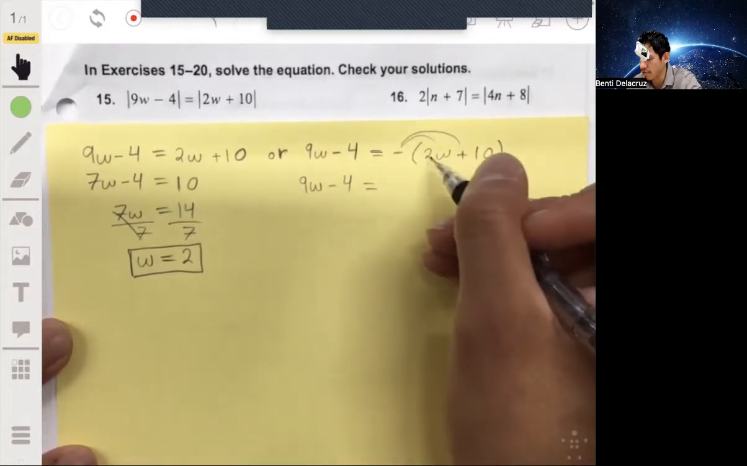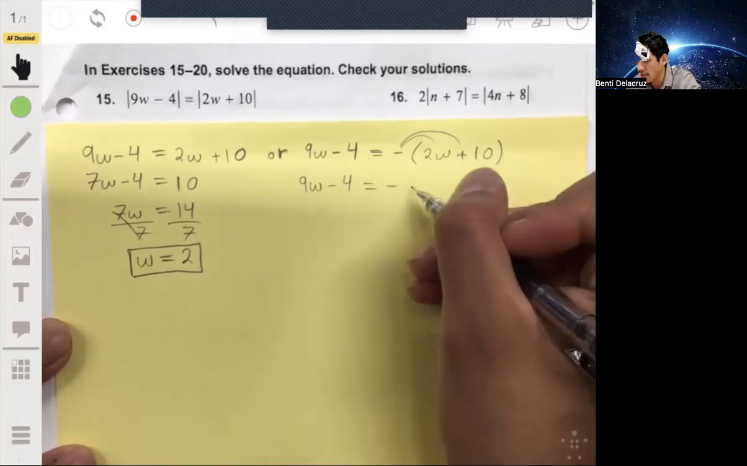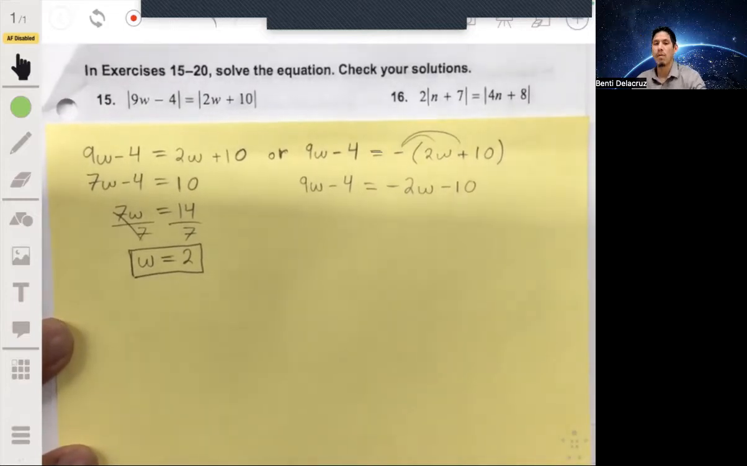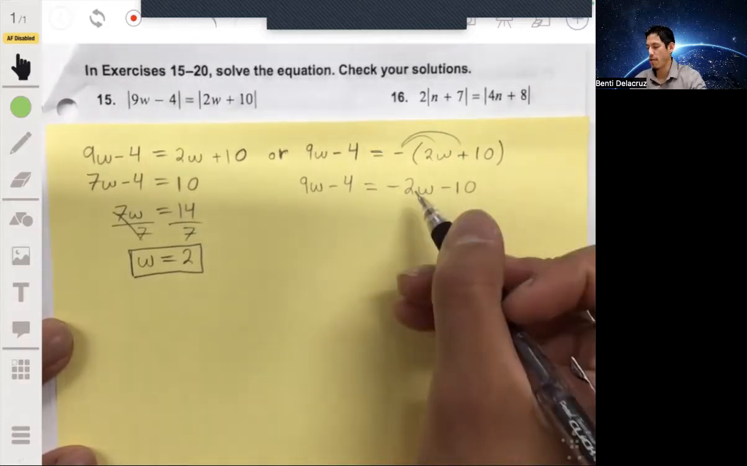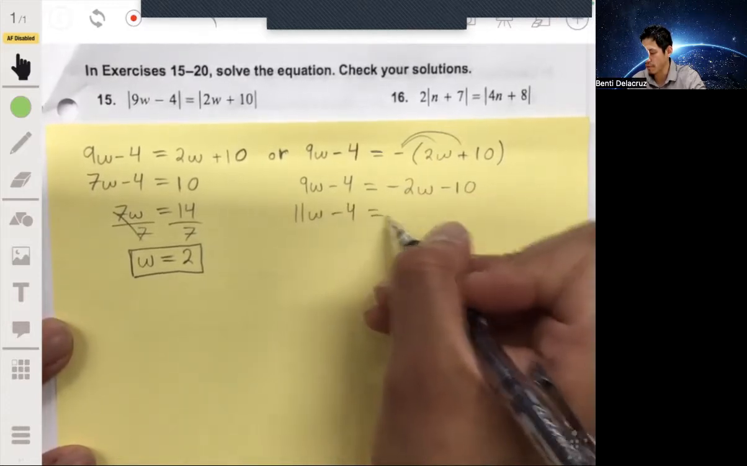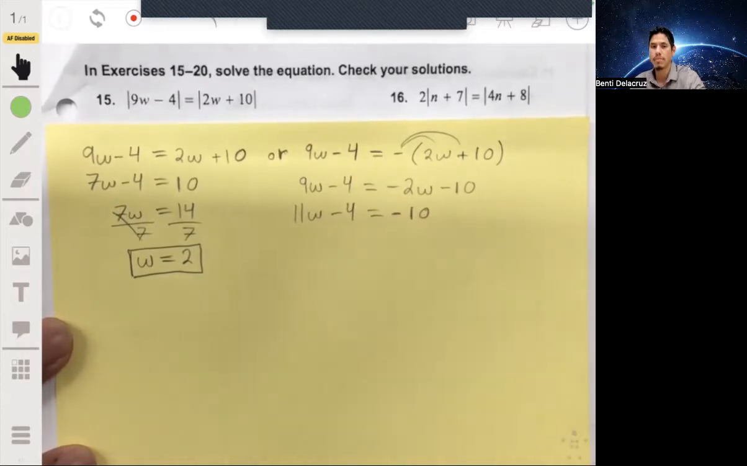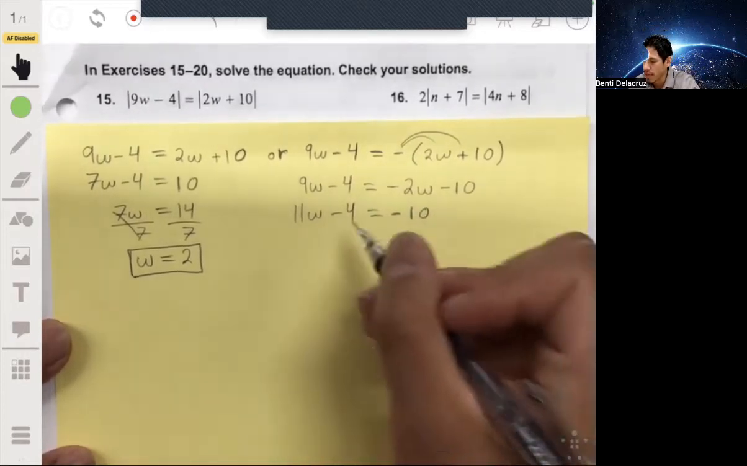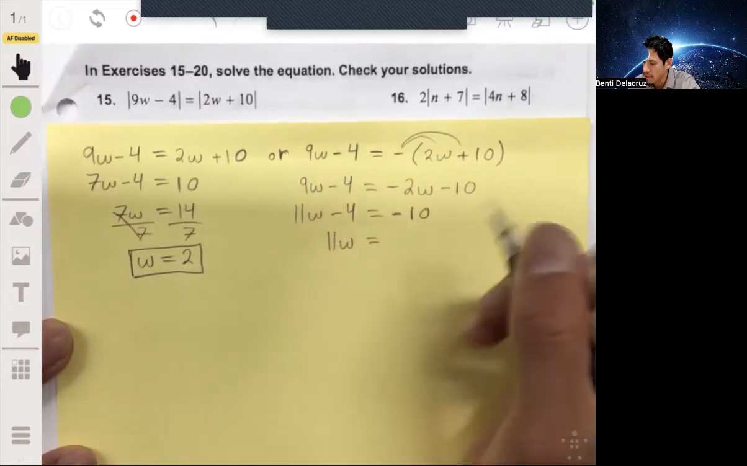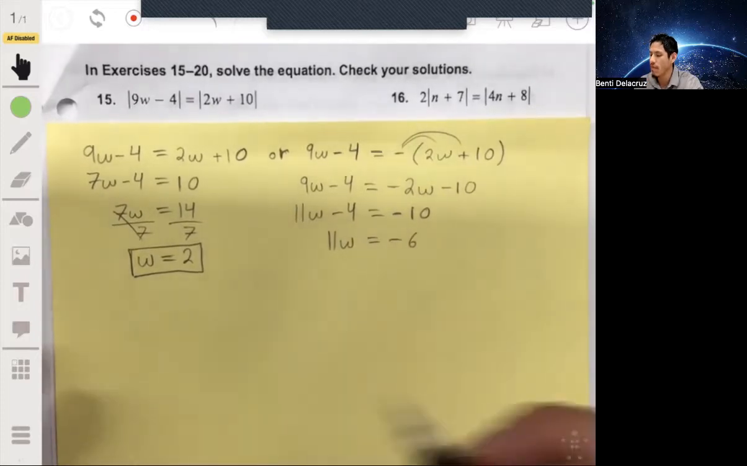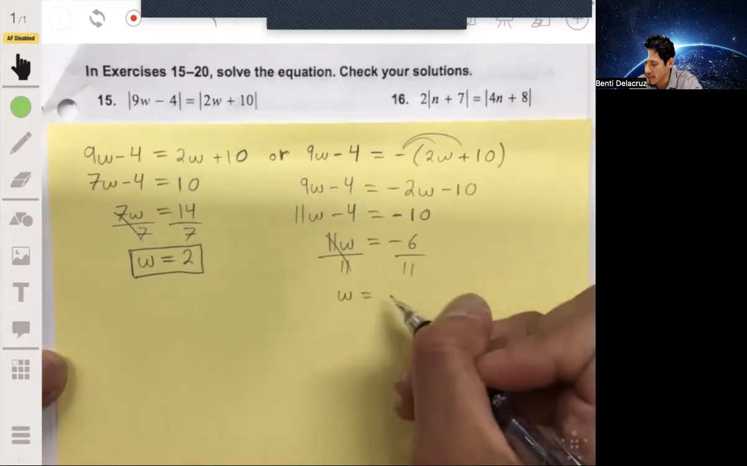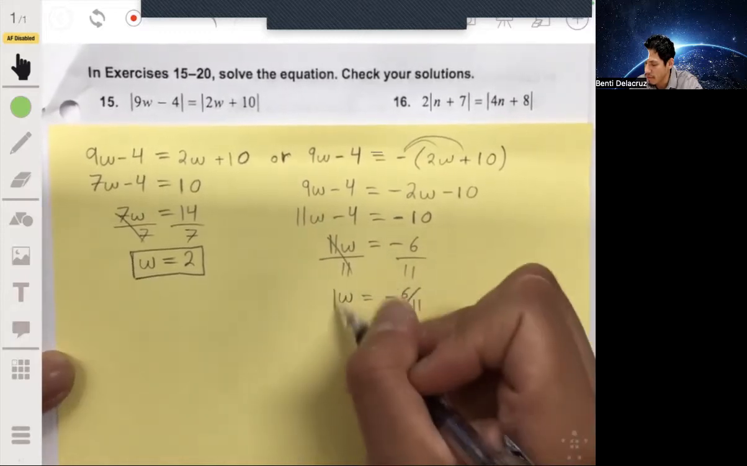Now for the other one, we're going to have 9w minus 4 is equal to, let's distribute the negative to the 2w and the 10. So we'll have that equal to -2w minus 10. We can add 2w to both sides to cancel this out. So we'll have 11w minus 4 equals -10. You can then add 4 to both sides. So you'll get 11w equals -6. And then divide both sides by 11. And you'll get w equals -6 over 11.